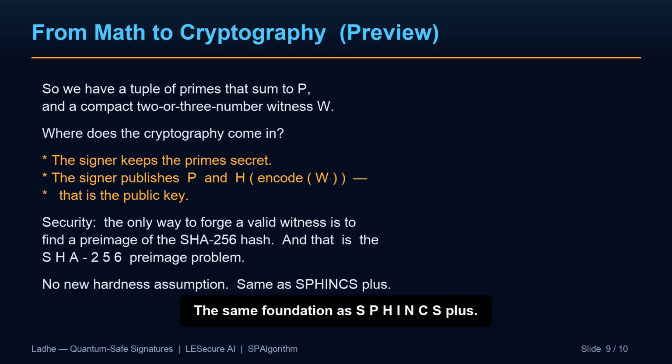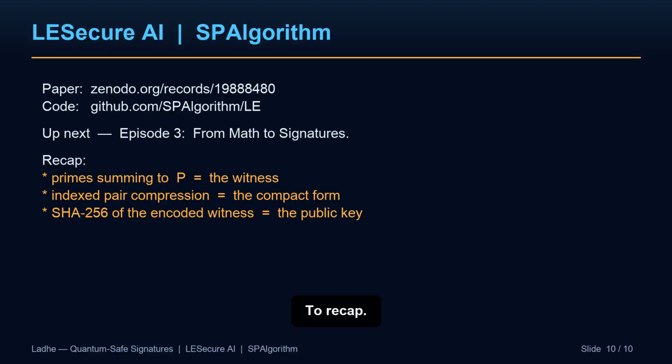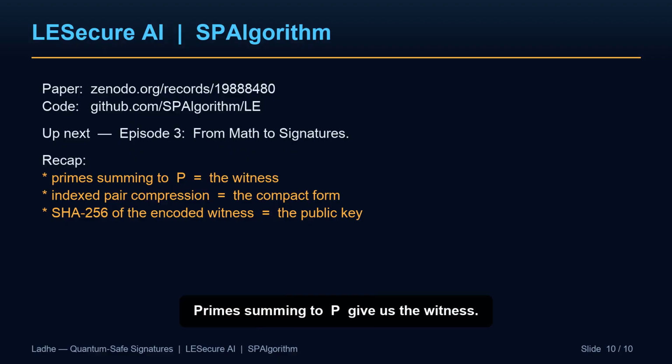The same foundation as SPHINCS+. To recap, primes summing to p give us the witness. Indexed pair compression makes it compact. SHA-256 of the encoded witness becomes the public key. Up next, episode 3. From Math to Signatures. We will watch Alice sign a document, and Bob verify it.